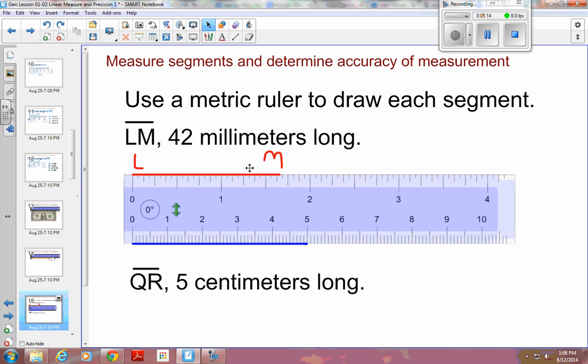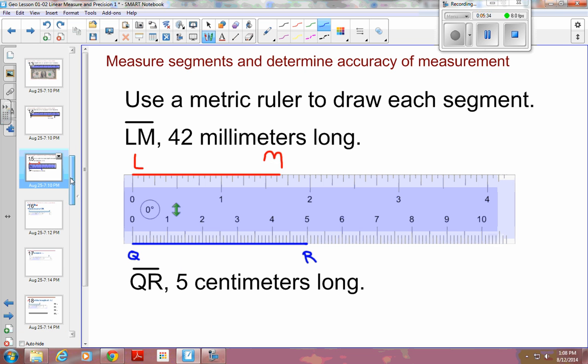There's 5 centimeters. And this is QR, so this is going to be Q, and this is R. Notice that I am labeling them with capital letters because endpoints are points and points are labeled with capital letters. So 5 centimeters, QR, and good to go.